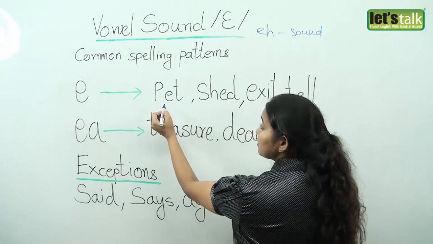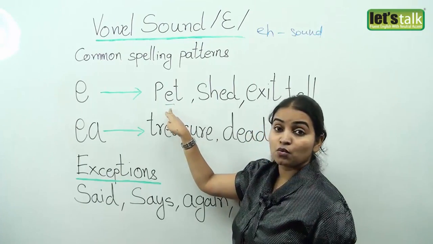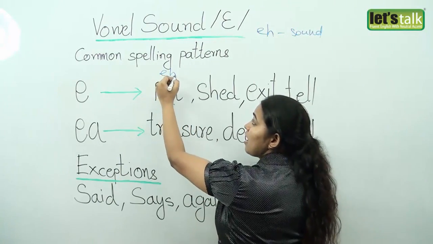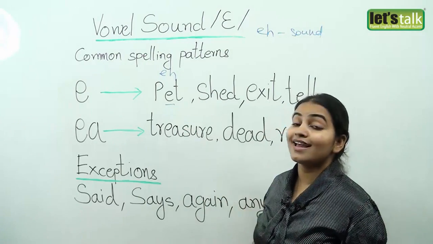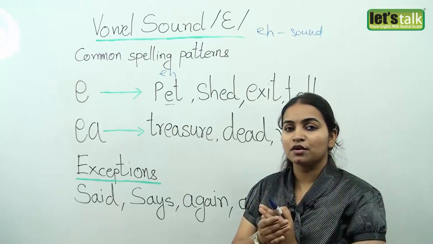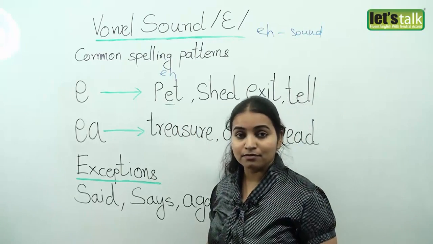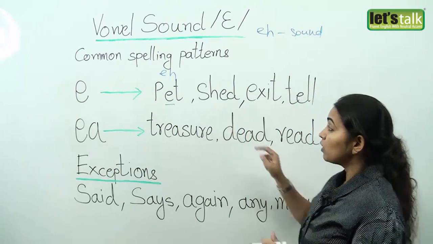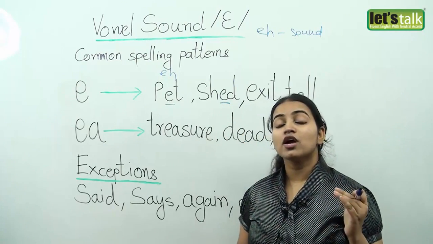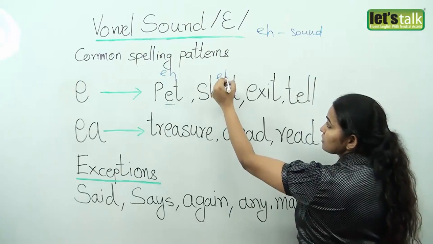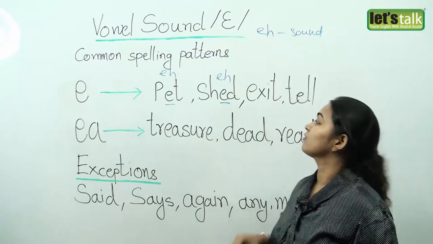For example, you have pet. So the E in this word gives you the short E sound. So I say pet. It's a short sound. It's not a long E, it's a short E. Another word, shed. The E brings about the short E sound. So it is shed.